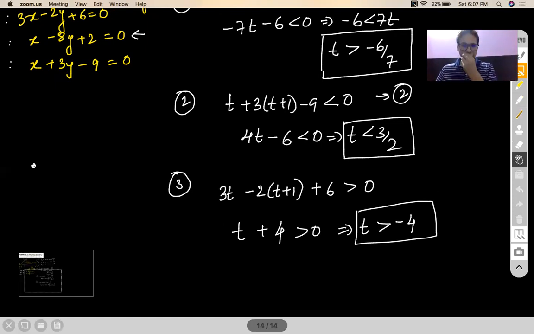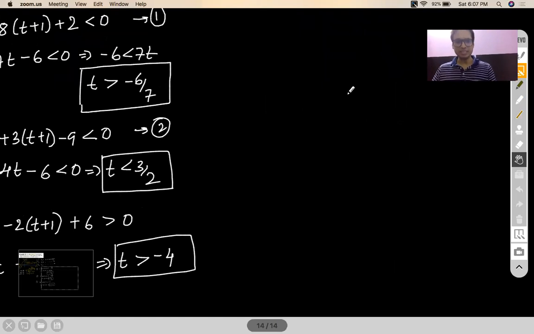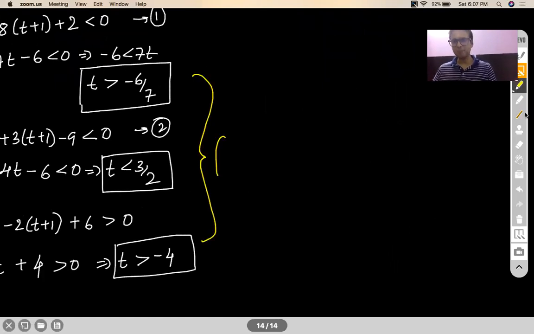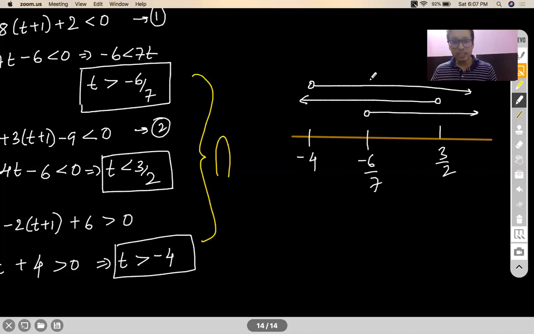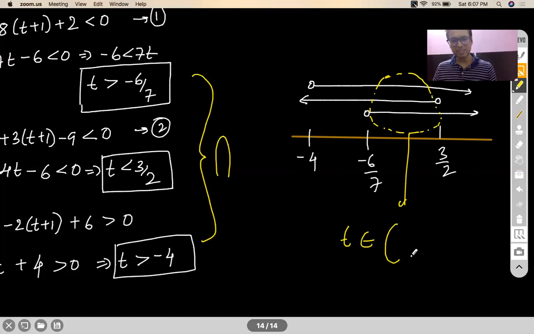Now, let us see their overlap. For overlap, I will make a number line. -4 is the leftmost number, then -6/7, then 3/2. The first condition says I want T greater than -6/7. The second condition says I want T less than 3/2. The third condition says I want T greater than -4. Where do you see the overlap? I see the overlap in this zone. So this zone is my answer. Your T should lie between -6/7 and 3/2. That's your answer.